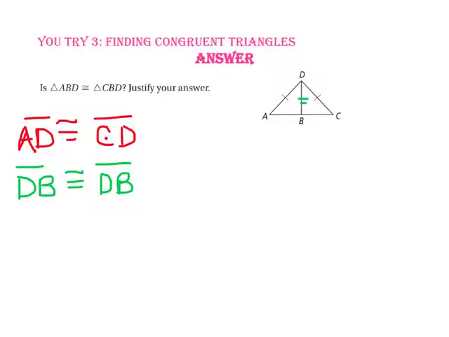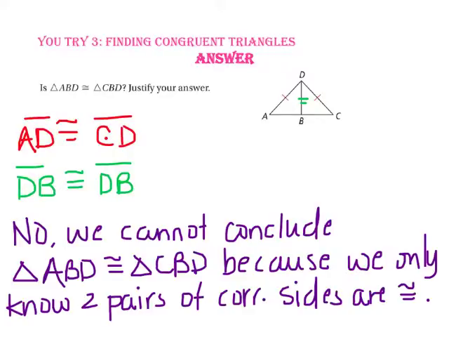We really don't know anything about side AB and CB, nor do we know anything about the 3 corresponding angle pairs, since all we know is that 2 corresponding sides are congruent, but nothing else. We cannot conclude that these 2 triangles are congruent. So we cannot conclude triangle ABD is congruent to triangle CBD because we only know 2 pairs of corresponding sides are congruent.